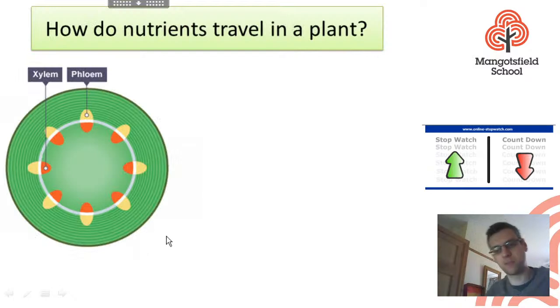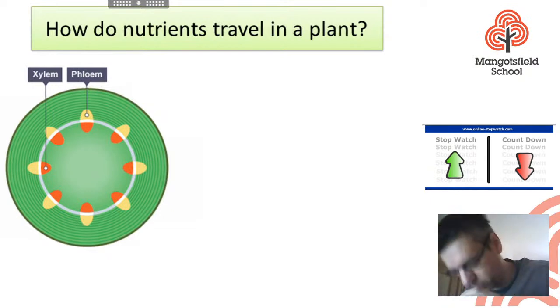Right, have a look at this. Imagine you get a plant with a stem, and then you cut across the stem, and then you look down into it. So imagine like a thin straw, and you're looking down inside the straw, right?